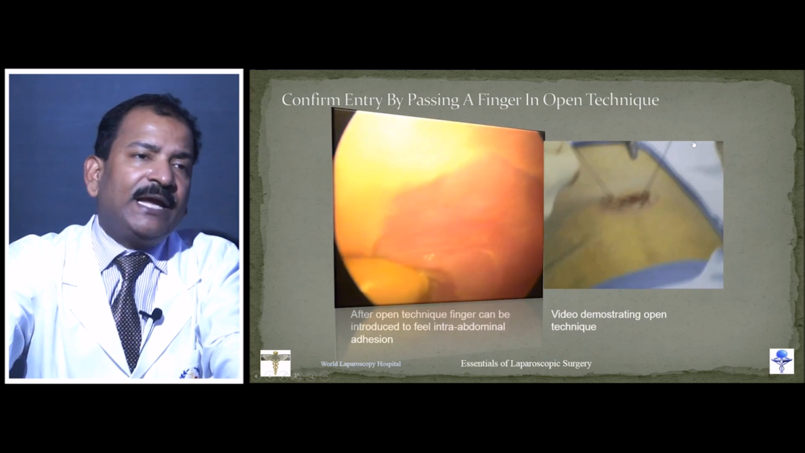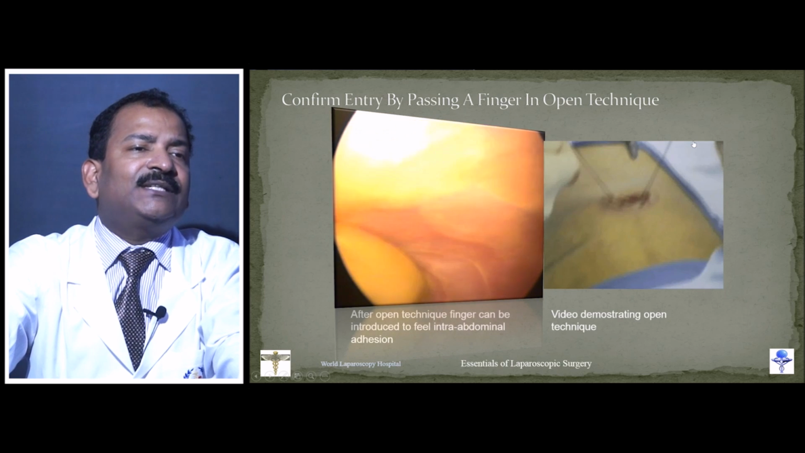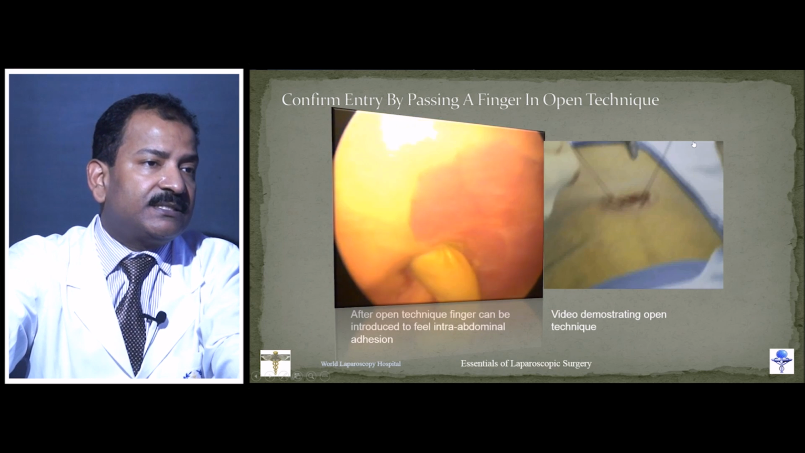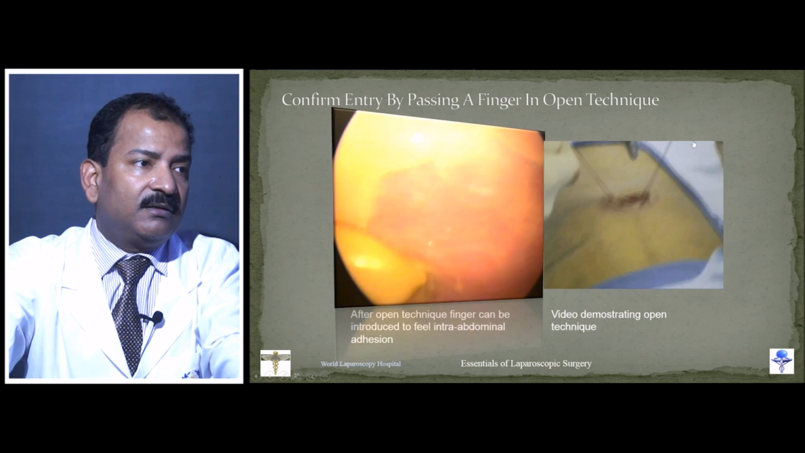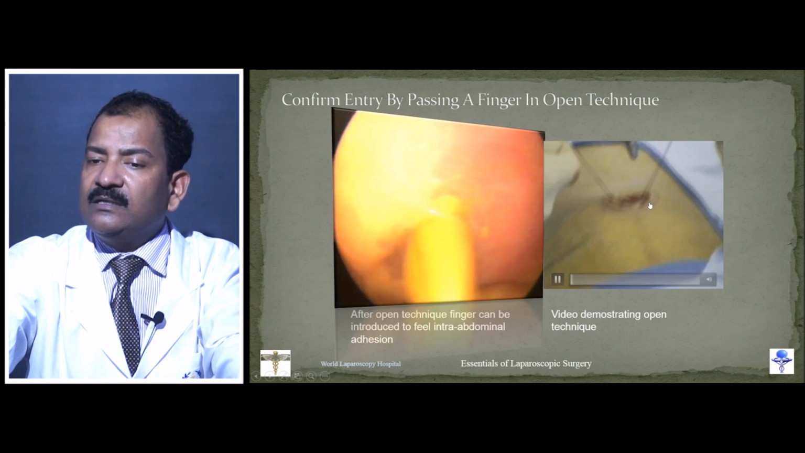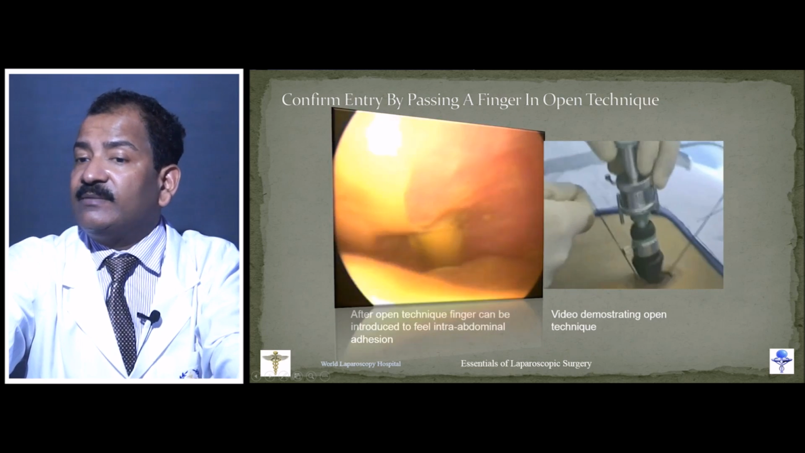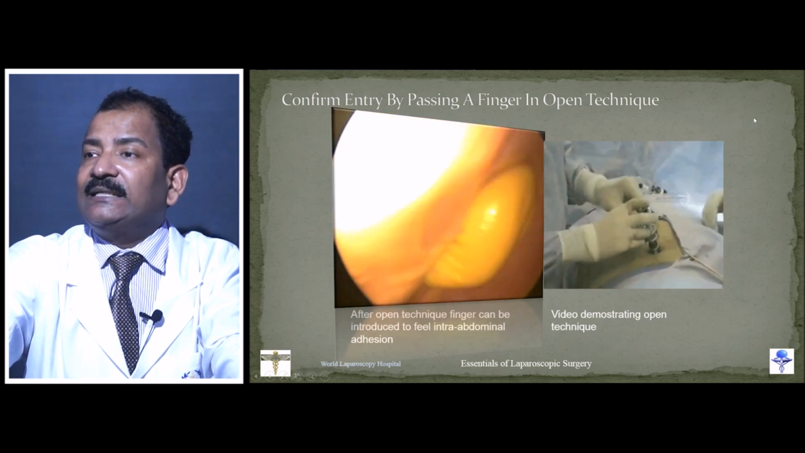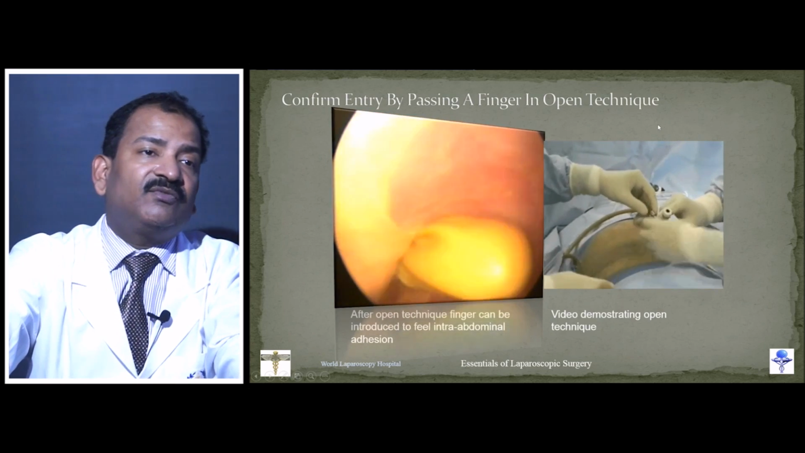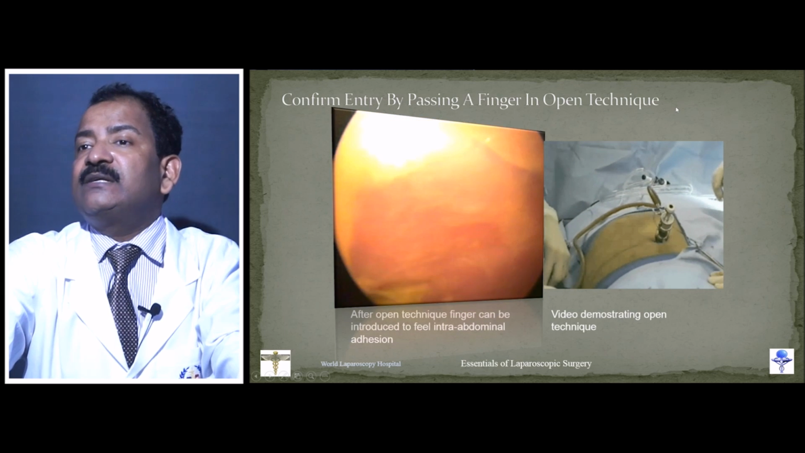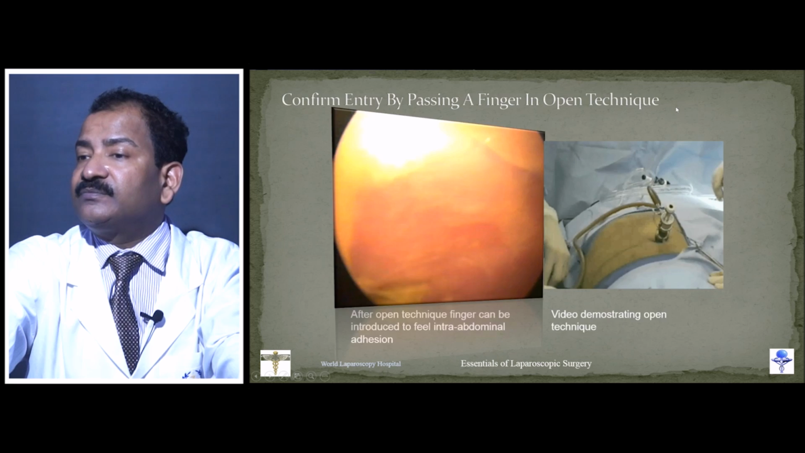Sometimes you can put your finger in. This is one of the great advantages of Hassan technique, that your finger can feel all around for adhesions and you can break the fibers. Then you can put the trocar, and use the same suture to stabilize it. So, Hassan technique is especially beneficial when you are thinking of extensive intra-abdominal adhesions.